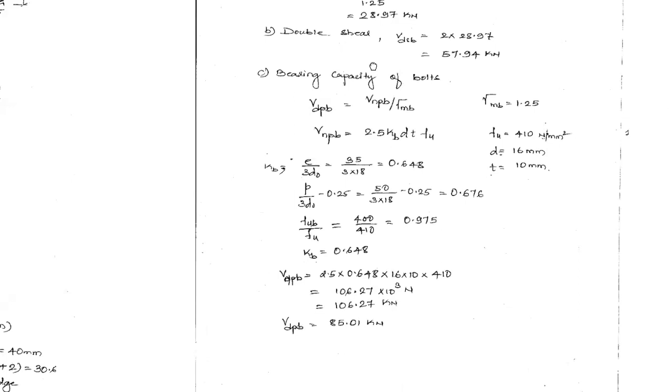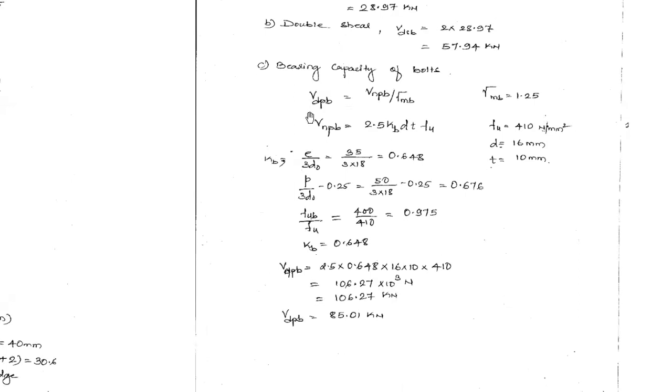And the bearing capacity of the bolt. Okay, VDPB, which is expressed in terms of VNPB and gamma MB, and VNPB in turn is 2.5 into KB into d into t into fu. Okay, d is the diameter of the bolt. t is the thickness. Right now we don't know what angle thicknesses we are going to adopt, so the gusset plate thickness has been substituted in this calculation. And fu is the ultimate tensile strength of the plate and the bolt material. Okay, sorry, the ultimate tensile strength of this bolt.